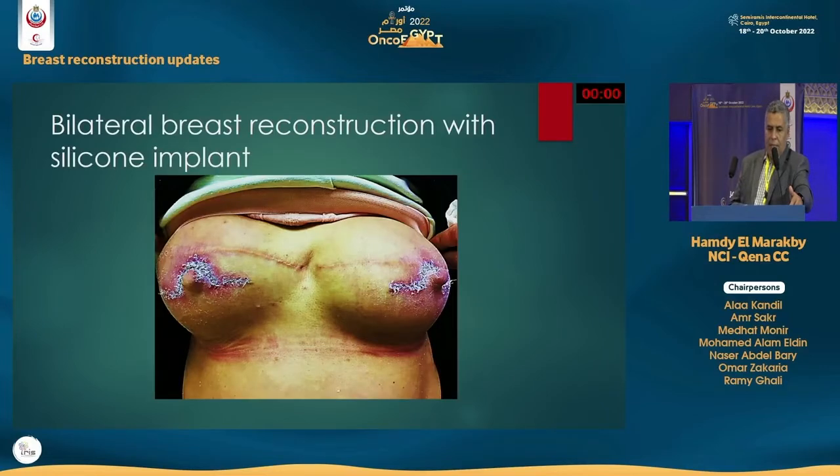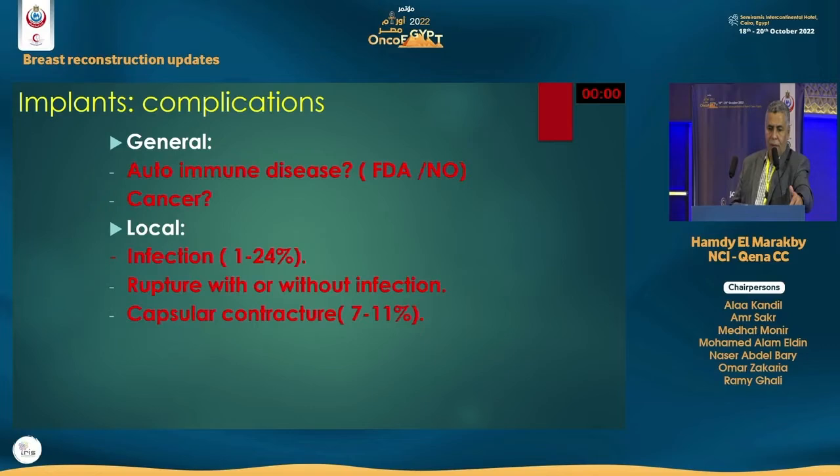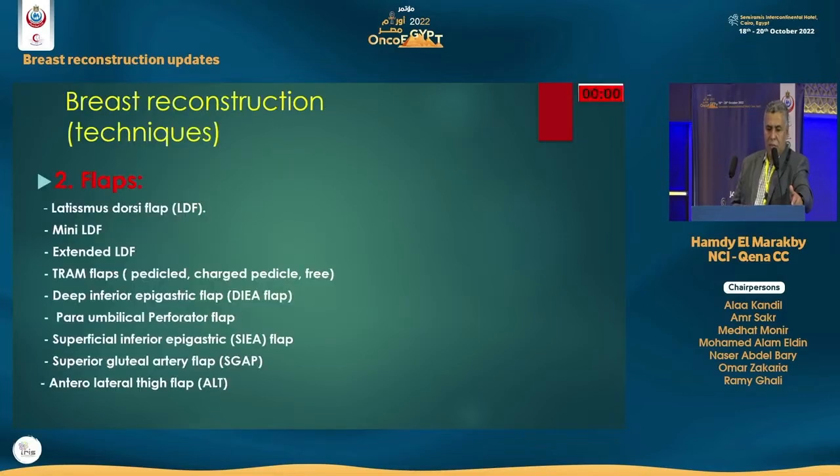That's the case of bilateral breast reconstruction with silicone implants. Complications of implants such as infection, rupture, and capsular contracture are not small. The last thing in the talk, which is the biggest one, I wouldn't be able to cover, but I will go swiftly over it. The breast reconstruction with flaps.